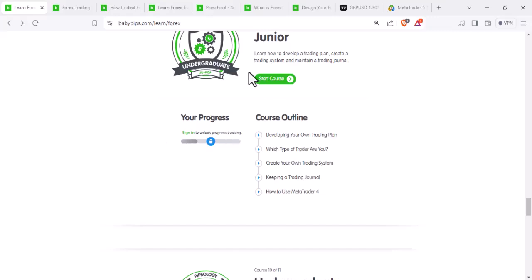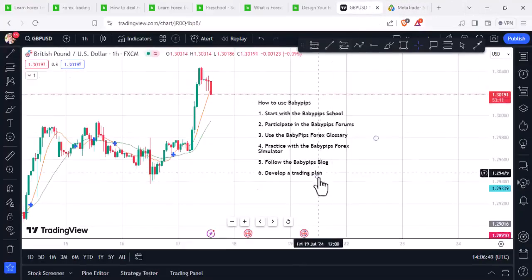So as you are able to develop your trading plan, you'll be able to see that there are lots of educational resources that will enable you. So you start developing your own trading plan that aligns with your goals, your risk tolerance, and your trading style. The Babypips resources can help you understand the key elements of a trading plan, such as entry and exit strategies, risk management, and money management. Now, this is the last tip we are going to take for today on how to use Babypips.